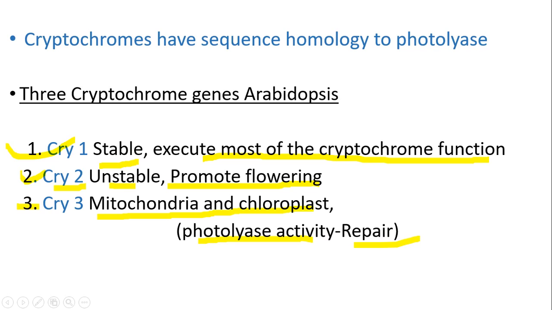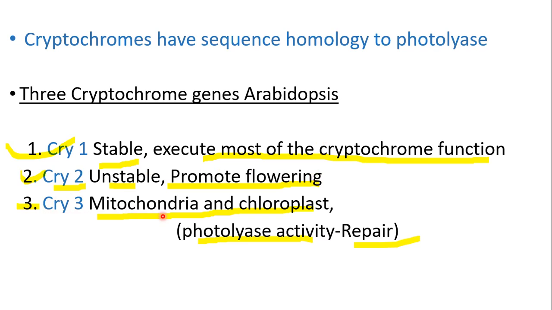In Arabidopsis, three cryptochrome genes are there: Cry1, Cry2 and Cry3. Cry1 is the most stable one. It executes most of the cryptochrome functions. And Cry2 is unstable and Cry2 promotes flowering. This is very important. Cry2 promotes flowering. You will learn the detailed mechanism of how Cry2 promotes flowering in another chapter that we will discuss in the coming videos.